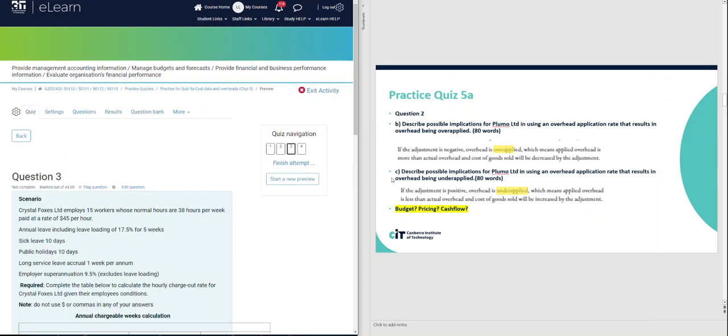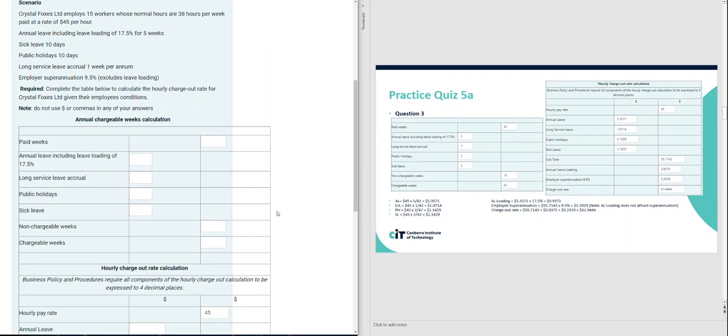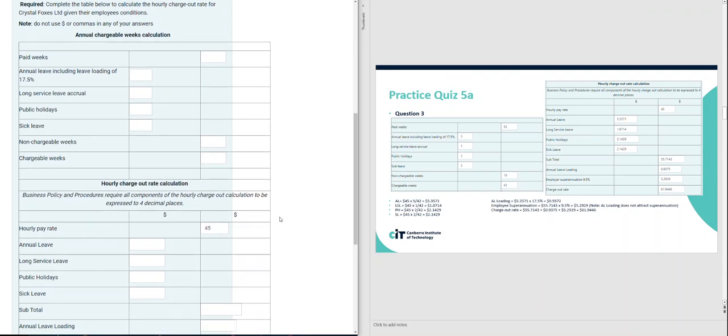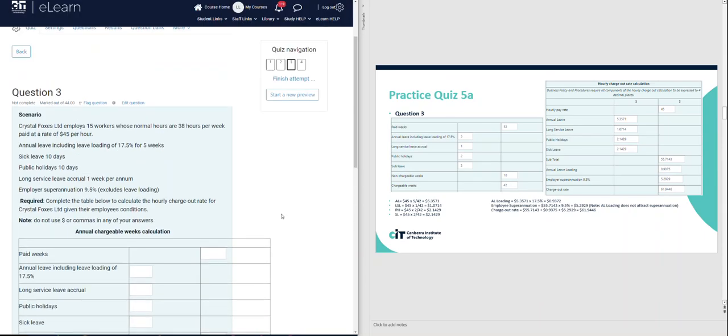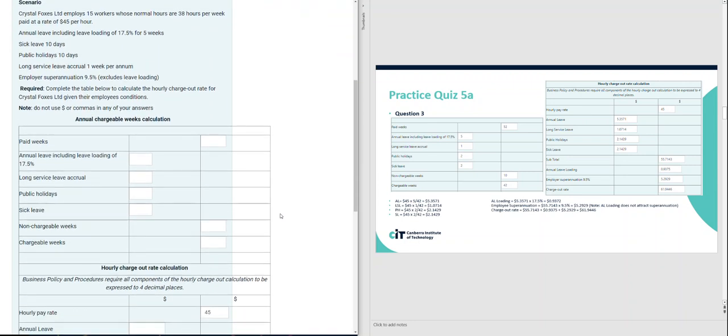So next, let's look at question 3. Question 3 to me is really rearranging the information to present it. We accountants are given the scenario information and we present it in a way that is easy for people to understand. That's pretty much what we're doing.